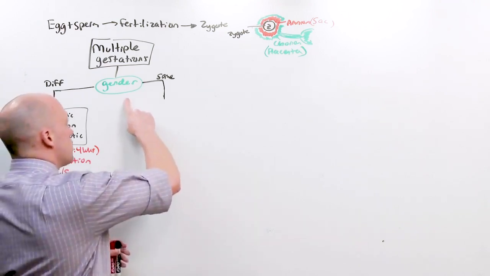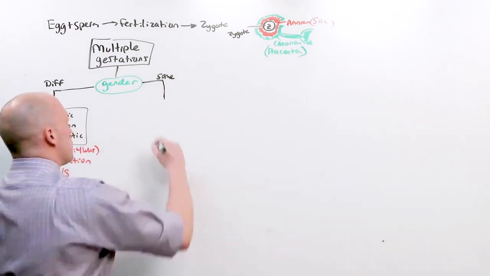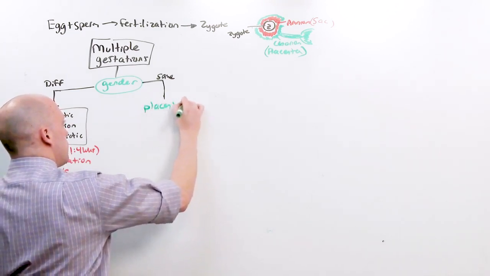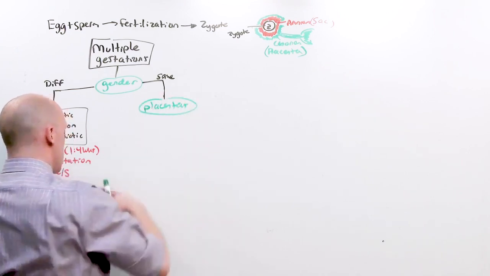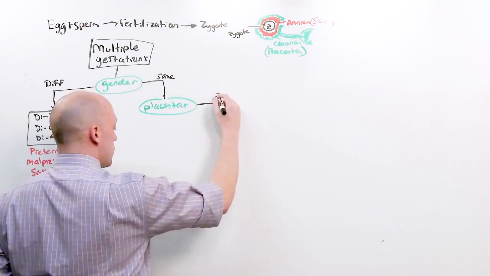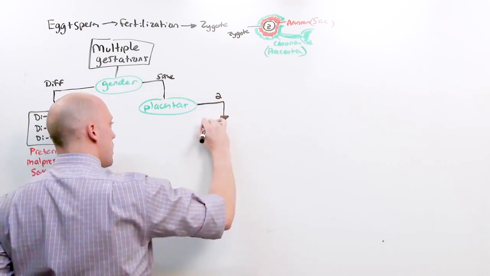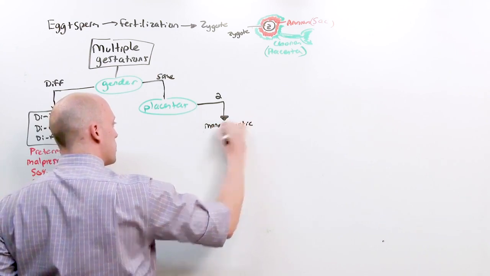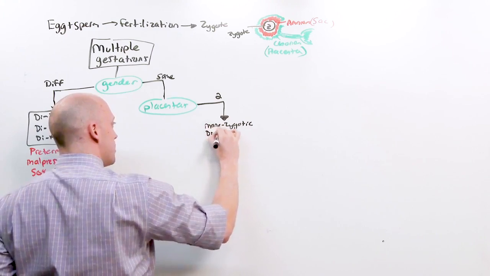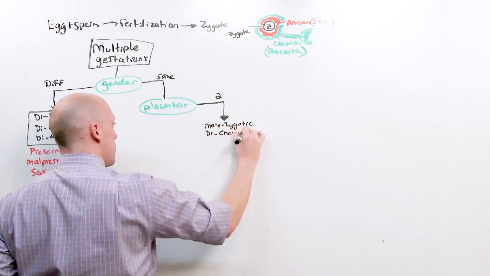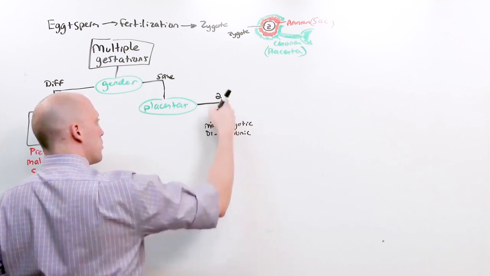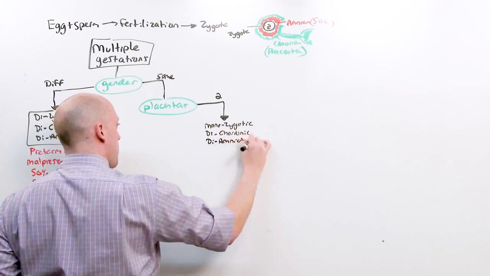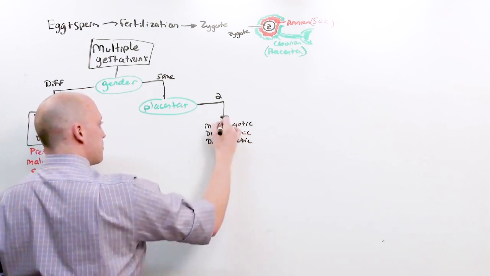So after looking at the gender, if they're the same, the next thing you want to do is look at the number of placentas. Because if there are two placentas, then you have a monozygotic, one fertilization, dichorionic, multiple placentas, diamniotic, two sacs.